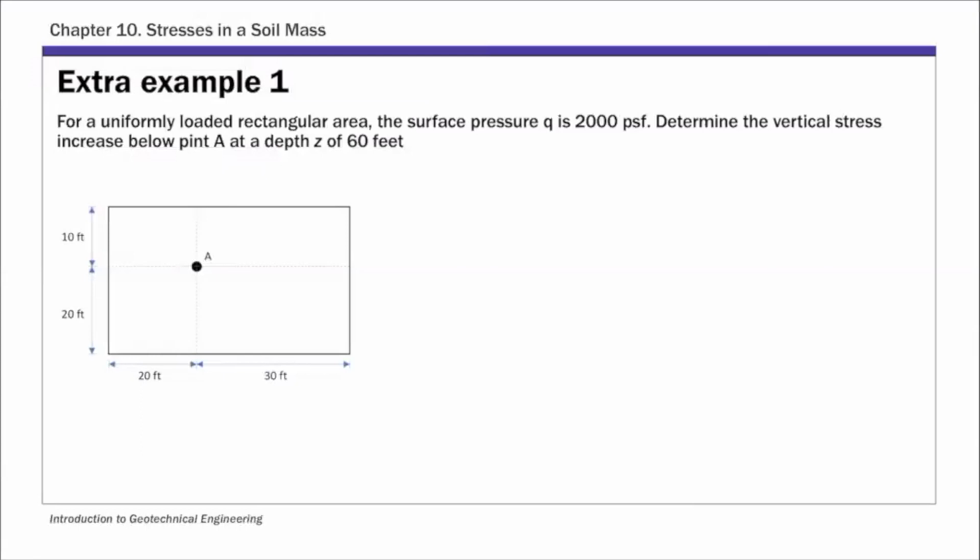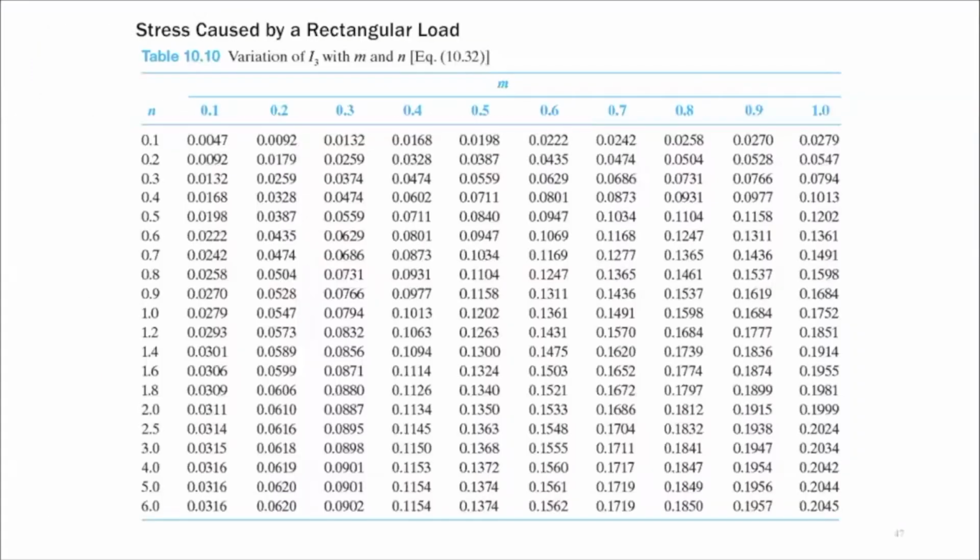So this is the example I'm mentioning, the new one I added. One of the main reasons I want to include this example is to show how we do linear interpolation. The table, table 10.10, only contains values at 0.1, 0.2, 0.3, so that's a 0.1 interval for M and N. So if you have values in between these, how do you do interpolation? How do you get I3 values?